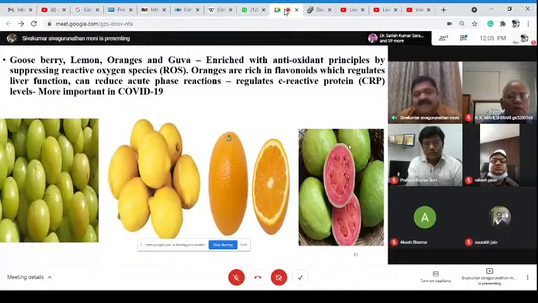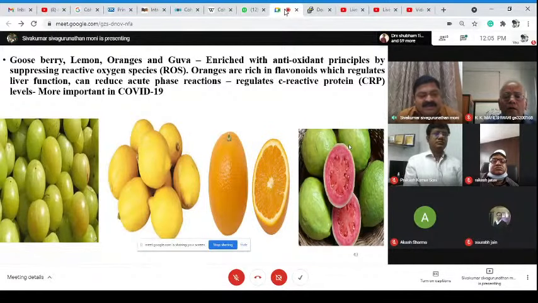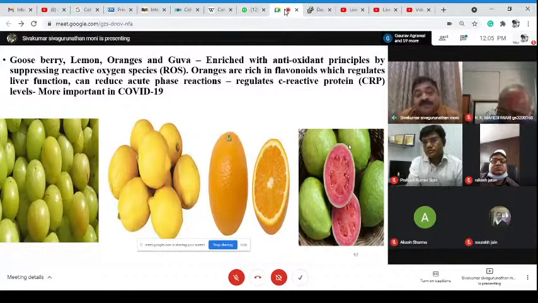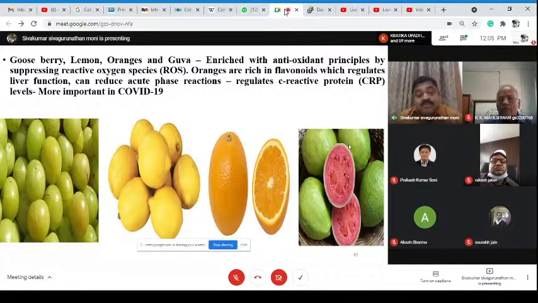And we can boost the immune system. There are many advertisements coming, saying immune boost up. I don't think so. You can boost the immune system only through vaccines. Here, maintaining the immune system through antioxidant species is much more important. So regulation of the oxidative phase and antioxidative phase is more important for a healthy life, which can be achieved by eating these fruits.